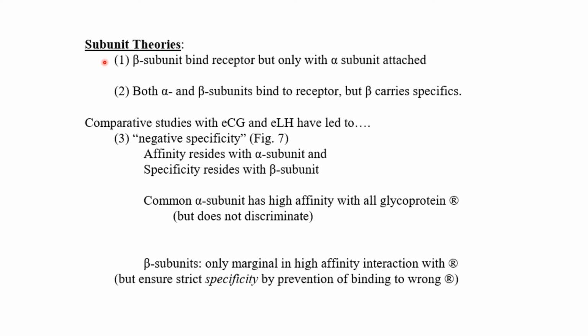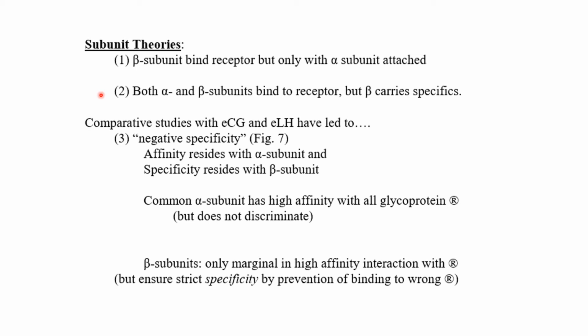So there's been a couple of theories, actually 3 theories that have been proposed about these gonadotropins and their receptors. Okay. The first theory was that the beta subunit binds the receptors, but only with the alpha subunit attached. So that was the first theory. So they said, okay, the beta subunit binds to the receptor, but it won't bind to the receptor without an alpha attached. And then the second theory was that both alpha and beta subunits, both of them bind to the receptor, but the beta subunit carries the specifics for that hormone.